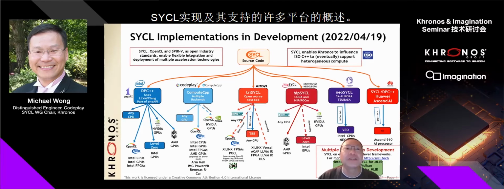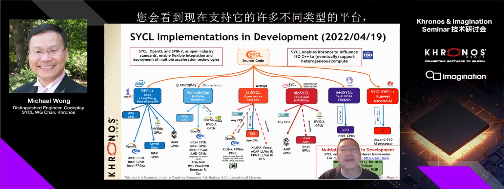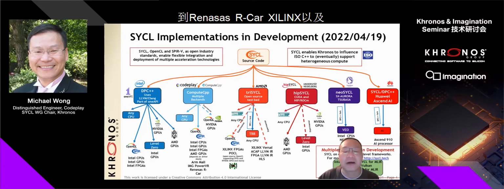So here you see an overview of the SYCL implementations and the many platforms that they support. If you look across the bottom, you'll see the many different kinds of platforms that are now supporting it. It's ranging from Intel to AMD to ARM Mali to Imagination's PowerVR to Renesas R-Car, Xilinx, as well as NEC vector engines and Huawei AI processors.